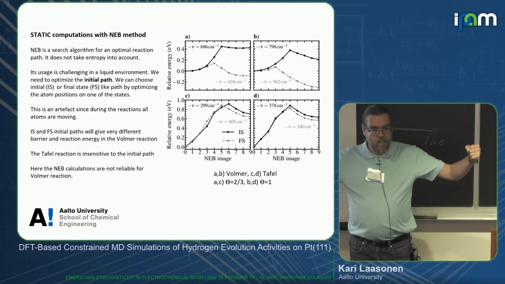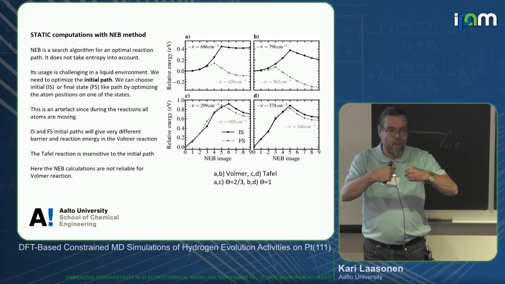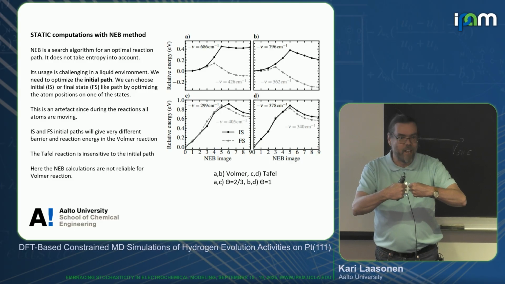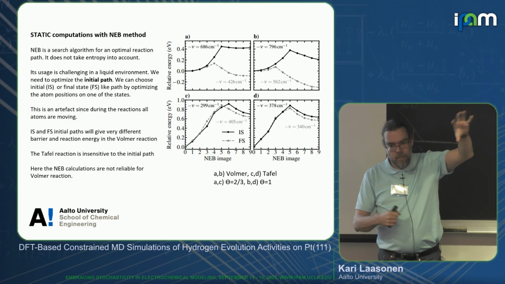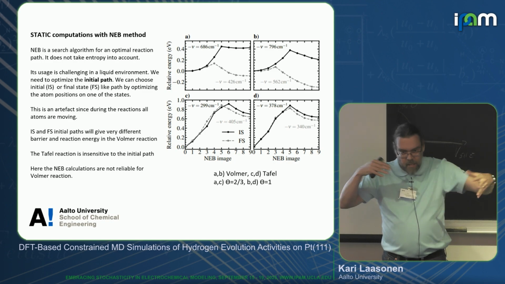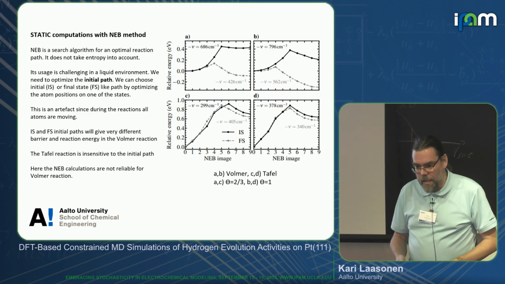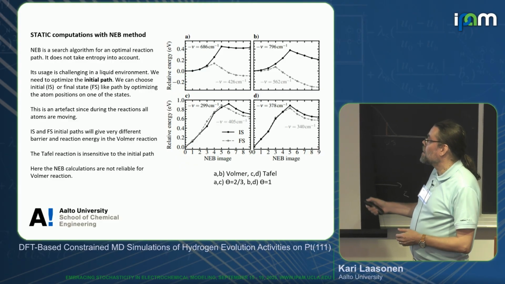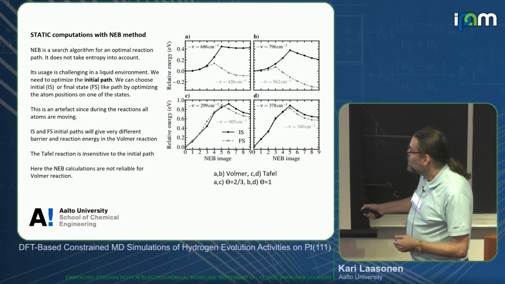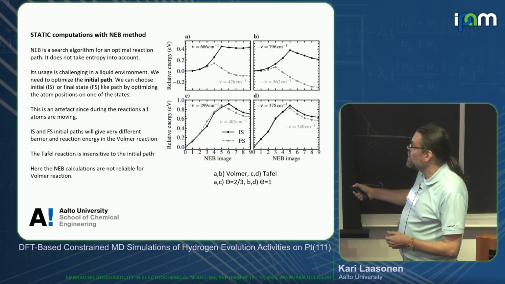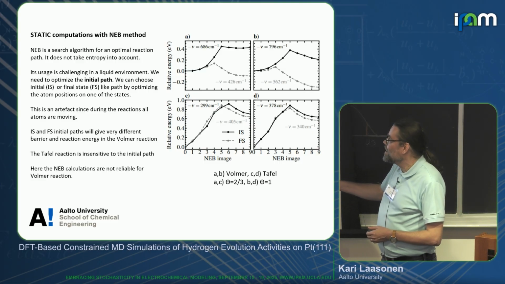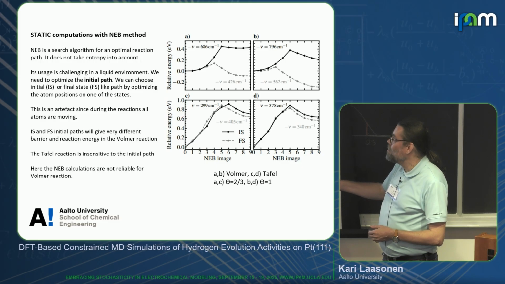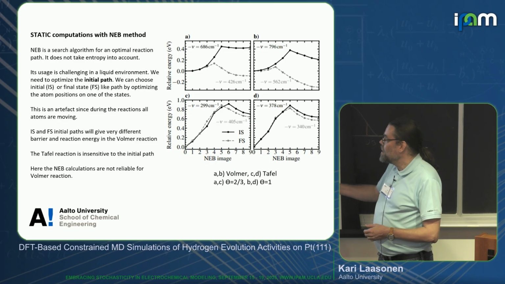So if you have a gas phase, you have two molecules that just collide, they get to each other, they react or not react, that's it. But now, because the hydrogen is approaching, its environment is fluctuating, and then on this Volmer reaction, for example, we get very different results, or completely wrong, or unreliable barriers. So one way you get 0.2, another 0.4. So this is a huge difference.